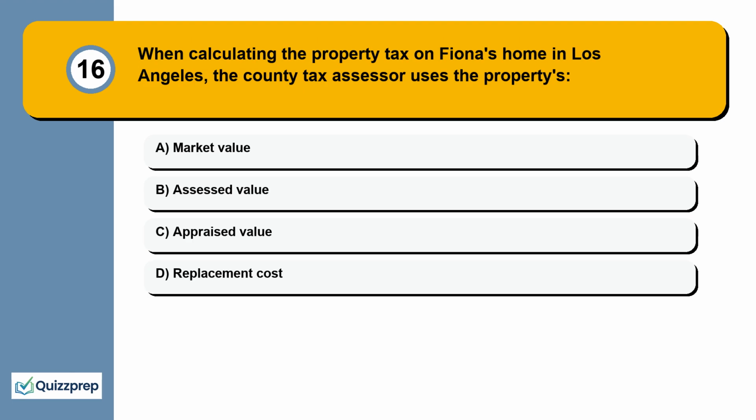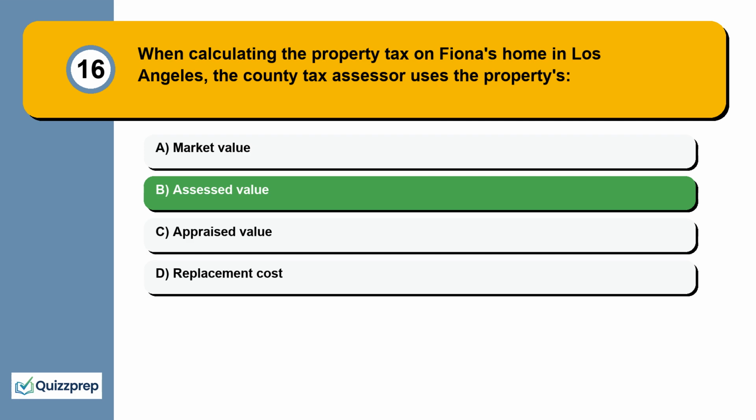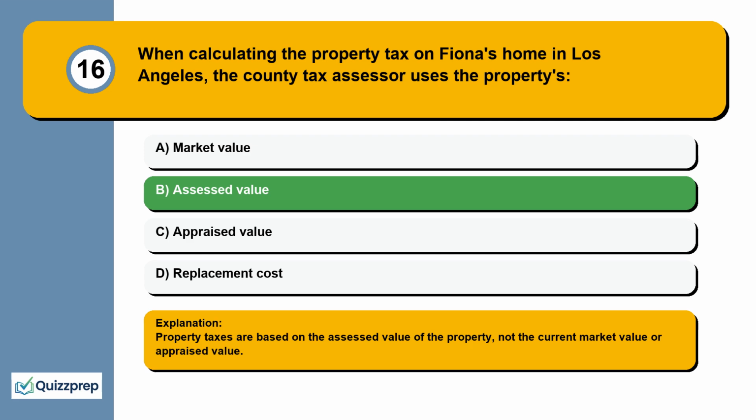Question 16. When calculating the property tax on Fiona's home in Los Angeles, the county tax assessor uses the property's market value, assessed value, appraised value, replacement cost. Property taxes are based on the assessed value of the property, not the current market value or appraised value.